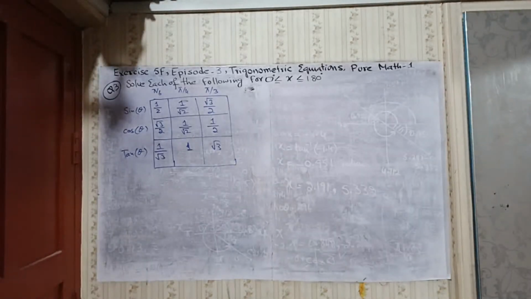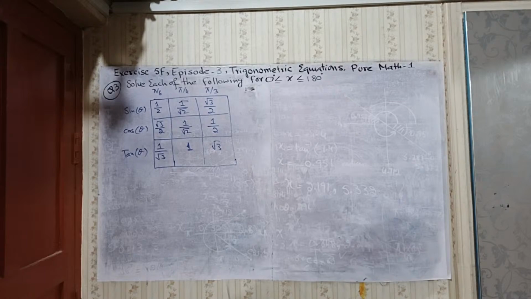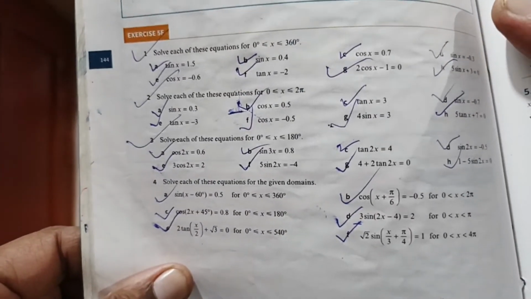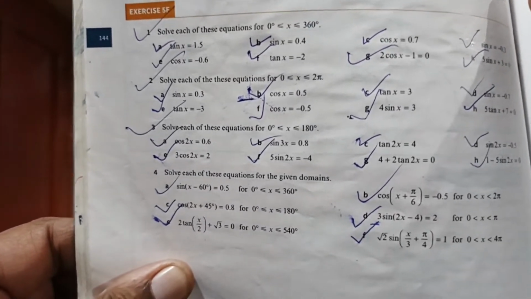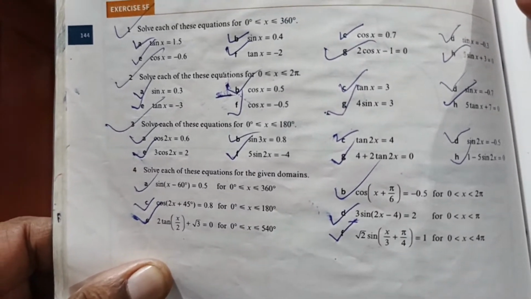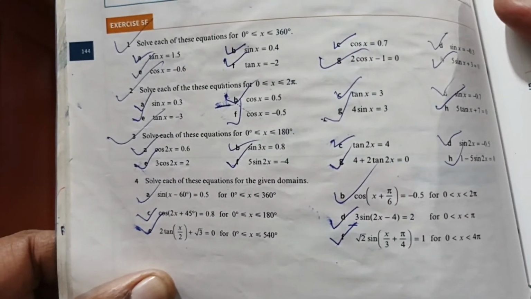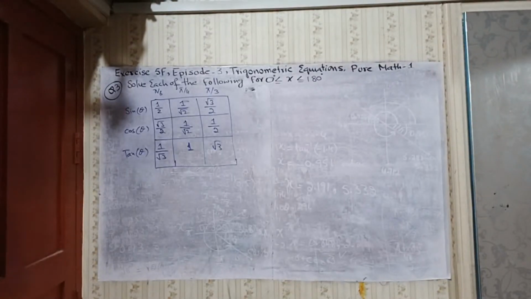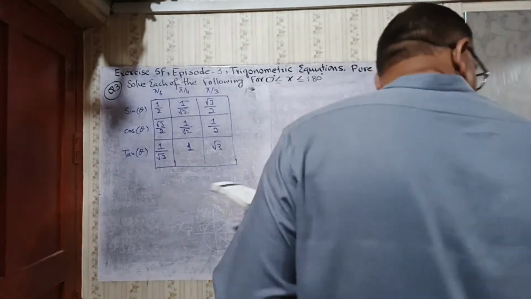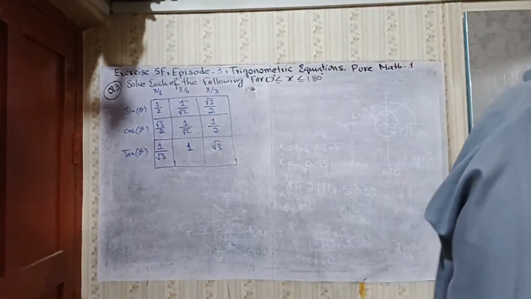So here we go. Question number 3, A part. Let me show you the question. Questions 1 and 2 we have already done in our first episode. Today we are going to solve these equations, and the x value is from 0 to 180. So question number 3, A part. Let's try this one, and let me get my calculator.